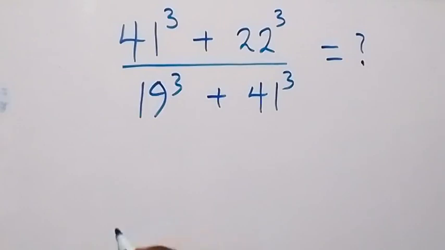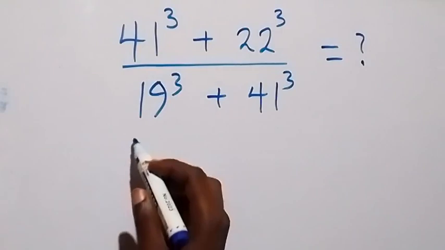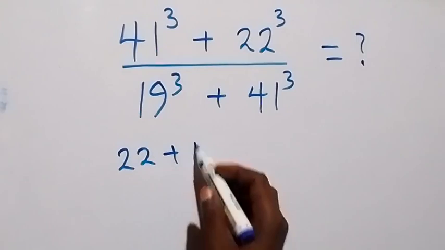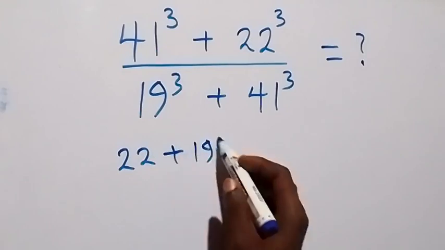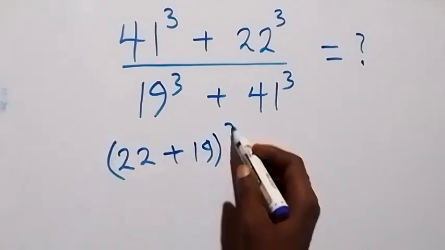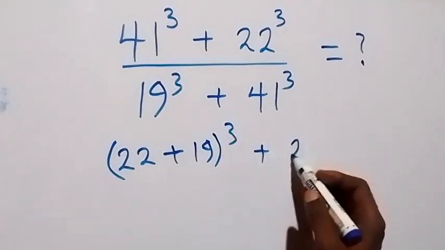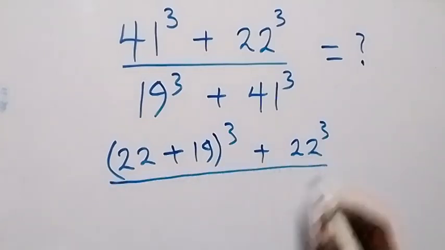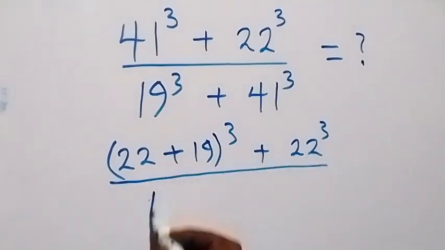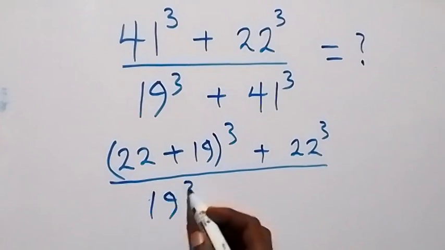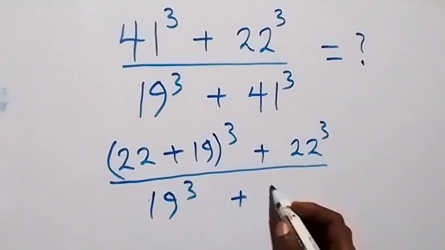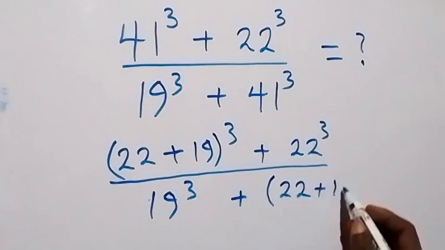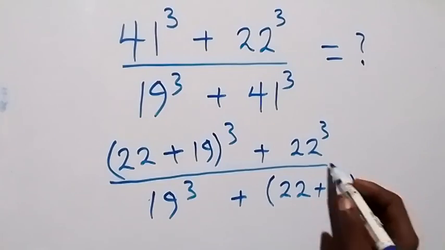From here, we can rewrite what is given here. 41 can be written as 22 plus 19, then all raised to power 3, then plus 22 raised to power 3, then divided by 19 raised to power 3, then plus, also here 41 we write it as 22 plus 19, then raised to power 3.